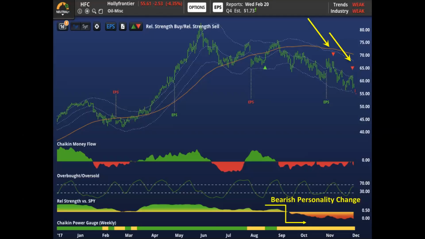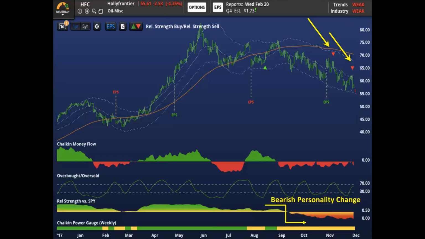Well, the first arrow is when that sell signal happened, 65.74, dropped all the way down to 56, and then it rallied up and triggered another relative strength sell signal. And this morning it dropped under 55. These are powerful signals. What is a relative strength sell signal?